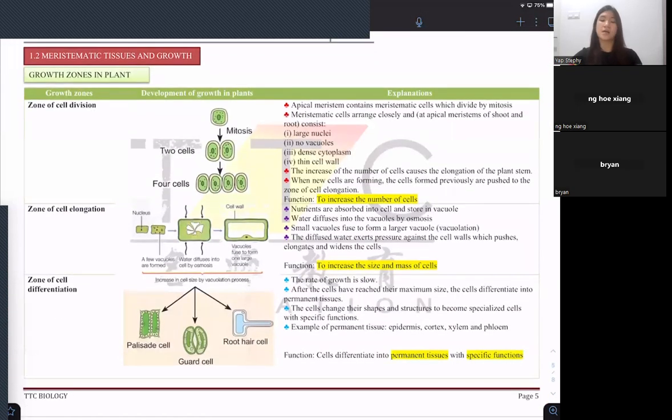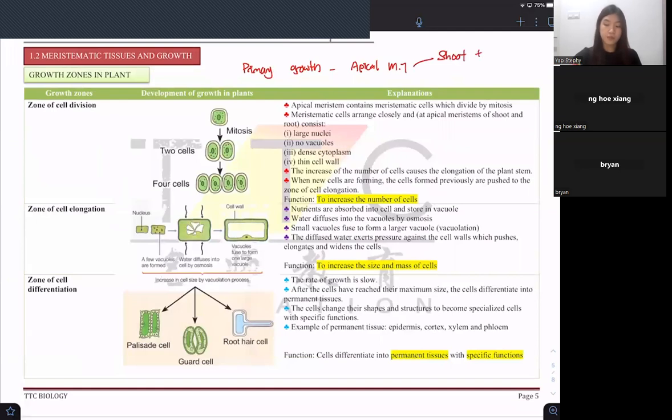So you can also see it here. This one is for the growth process of the plant. For the process, as I said just now, we have primary growth and also secondary growth. Now we learn about primary growth. Primary growth occurs inside the apical meristematic tissue. Where can you find the apical meristematic tissue? Inside the shoot tip and root tip. So this process occurs at the shoot tip and root tip.